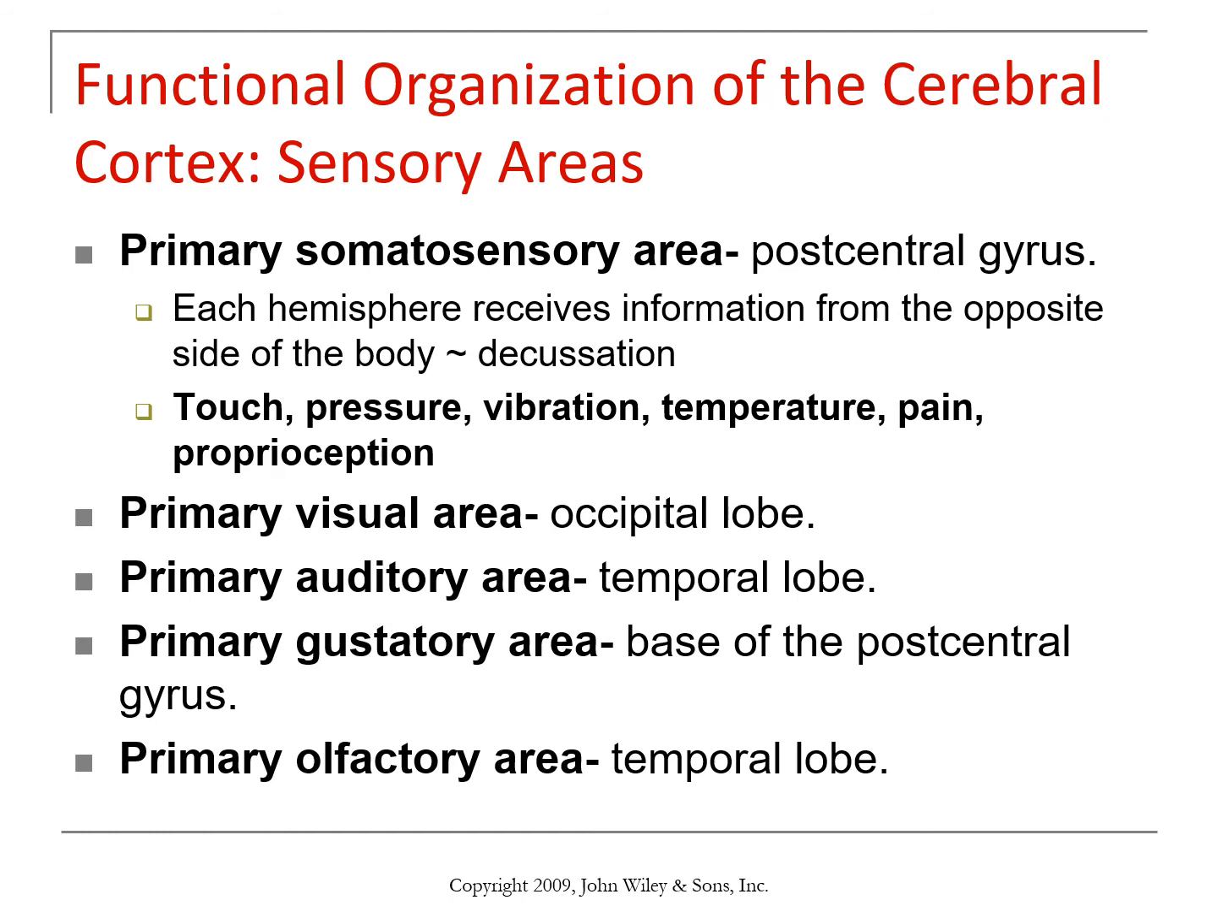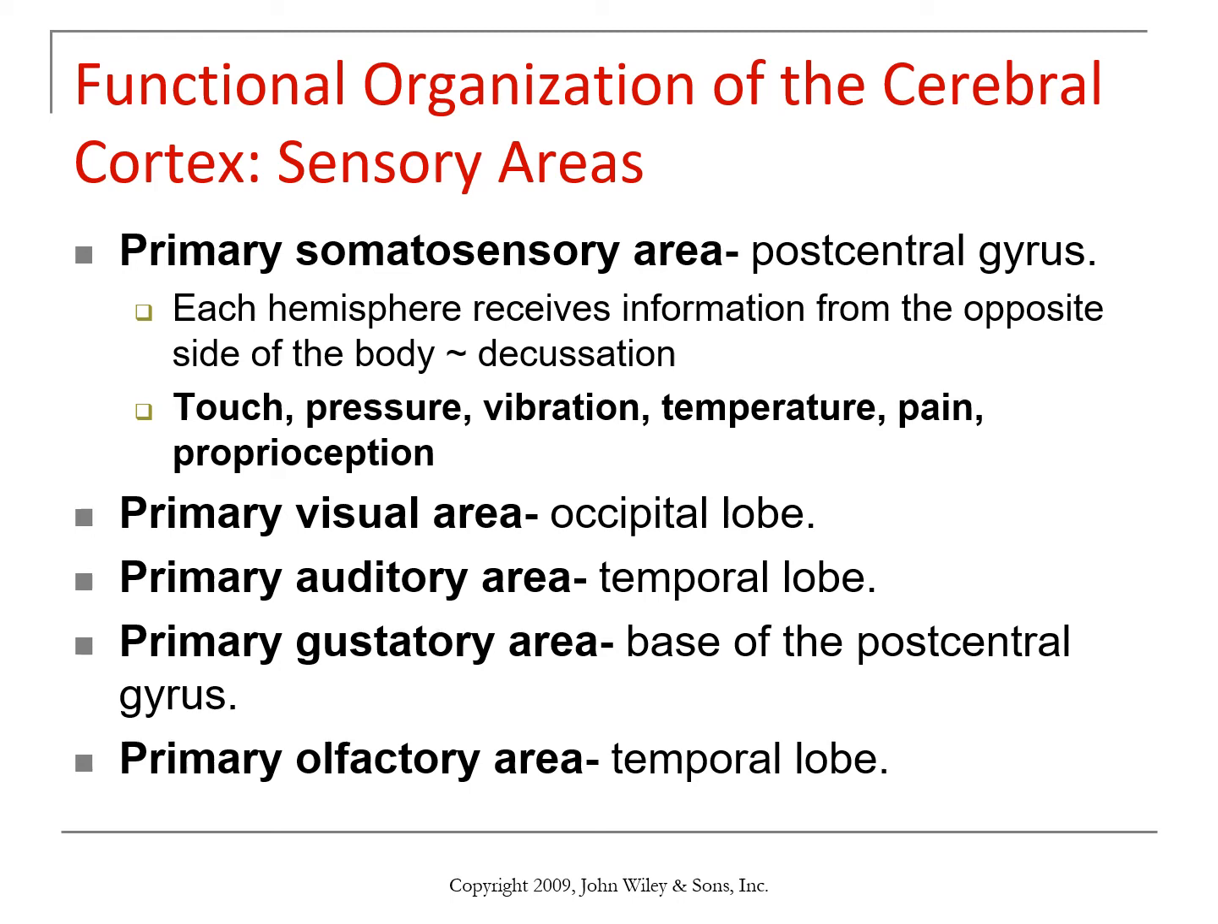Here we return to the functional areas of the cerebral cortex. We will begin by looking at the sensory areas. The primary somatosensory area, again, is located on the post-central gyrus in the parietal lobe just behind the central sulcus. The primary somatosensory area in each hemisphere receives sensory input regarding touch, pressure, proprioception, vibration, temperature, pain.